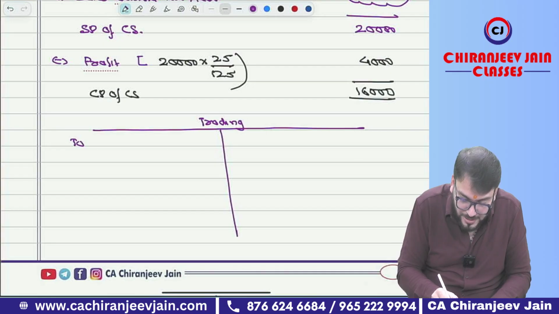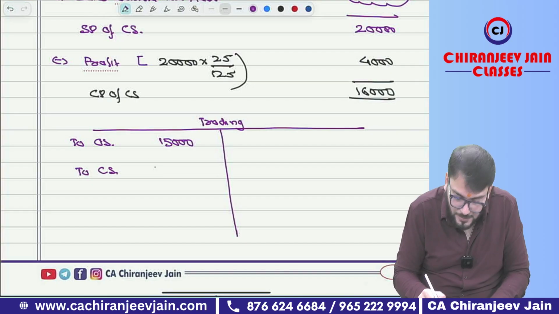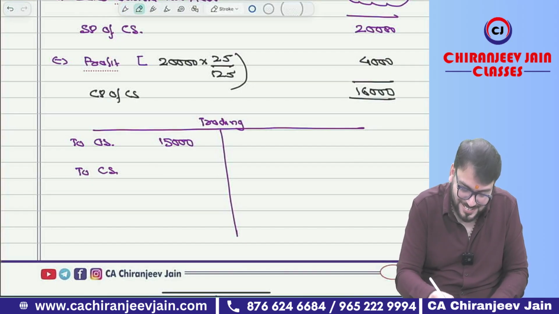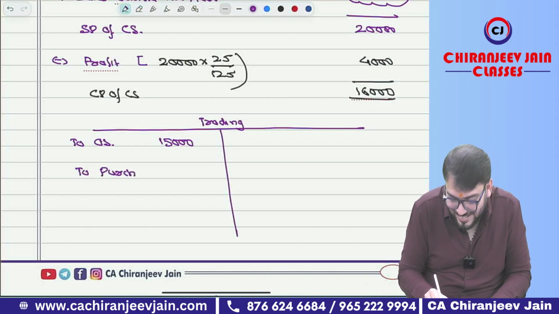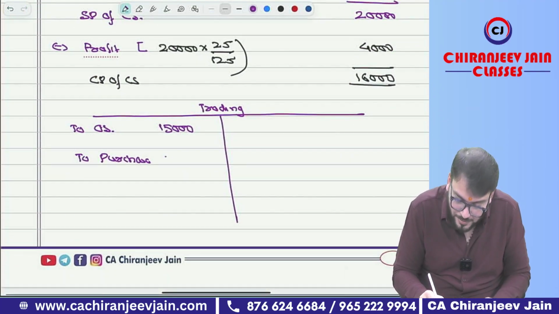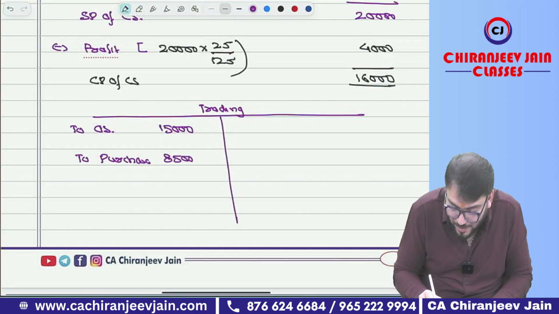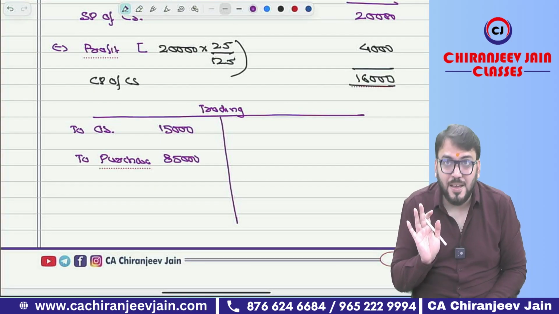What was your opening stock? 15,000. What is your purchase during the year? Purchase during the year is 85,000. Means this was the goods available for sale. This was the goods available for sale.